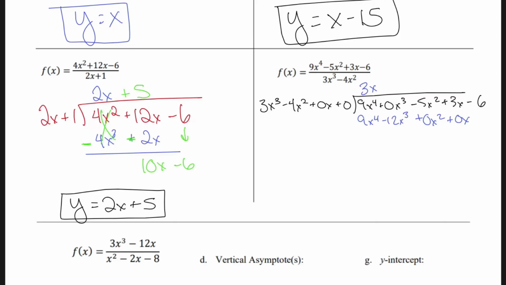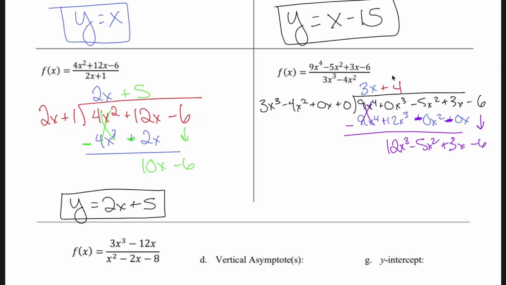Subtract the entire row, which means flip the signs for everything. So you become a plus sign, you become a minus sign, not that it matters, and you become a minus sign, not that it matters. You will go away, drop down 12x to the 3rd, drop down minus 5x squared, drop down plus 3x, drop down minus 6. 3x cubed times blank is 12x cubed times 4.